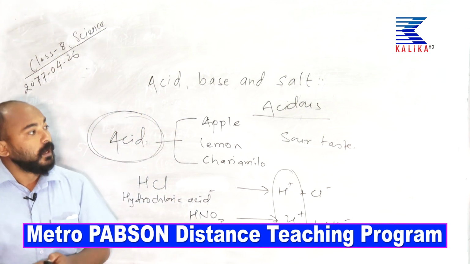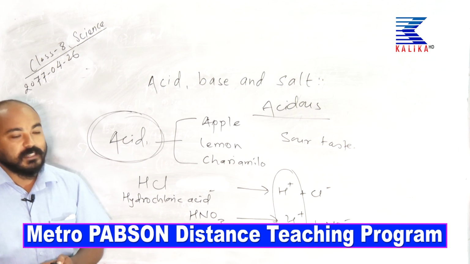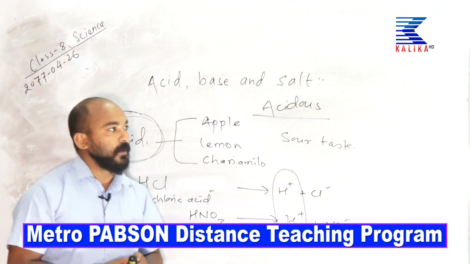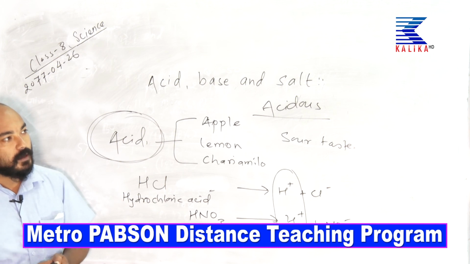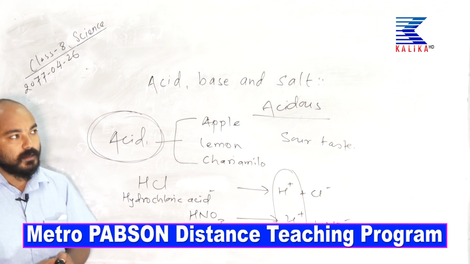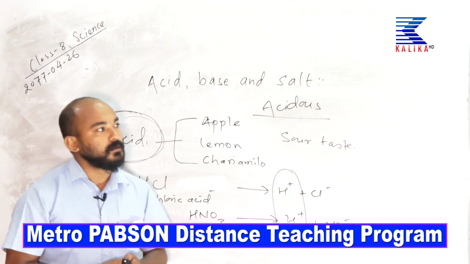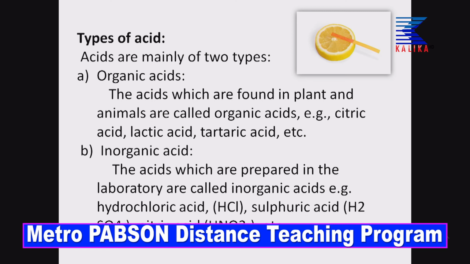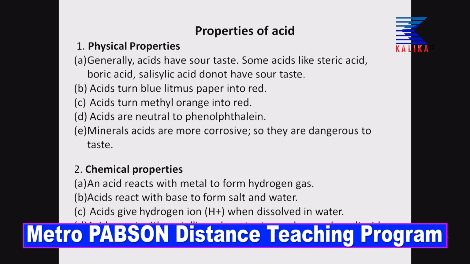Another property is that acid turns blue litmus red. In the previous slide we saw the lemon: on dipping the litmus paper in the lemon, the color changes to red. If the color of litmus changes to red, then it is an acid. Similarly, with other indicators, methyl orange turns red, and it is neutral to phenolphthalein.